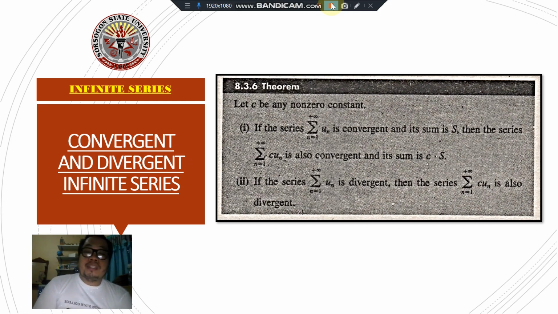So if the series, the summation of u sub n, where n equals 1 to positive infinity, is divergent, then the series, the summation of c times u sub n, where n equals 1 to positive infinity, is also divergent. Okay? So that is the same with the first statement. The only difference is that here, the given infinite series is said to be divergent. So therefore, once the given infinite series is multiplied by a non-zero constant, that is also divergent.